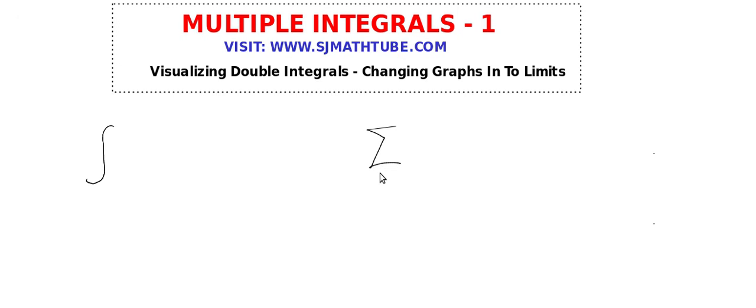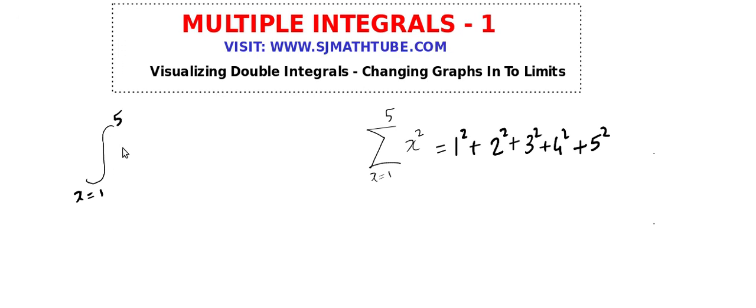In sigma, the plug-in values, if I write, let's say, x equal to 1 to 5 and x stands for integers, then we plug in only the integer values. We will plug in only 1 square plus 2 square plus 3 square plus 4 square. At the same time, if I write the integral from x equal to 1 to 5 of x square dx, then I am supposed to include all the output values starting from 1 to 5.